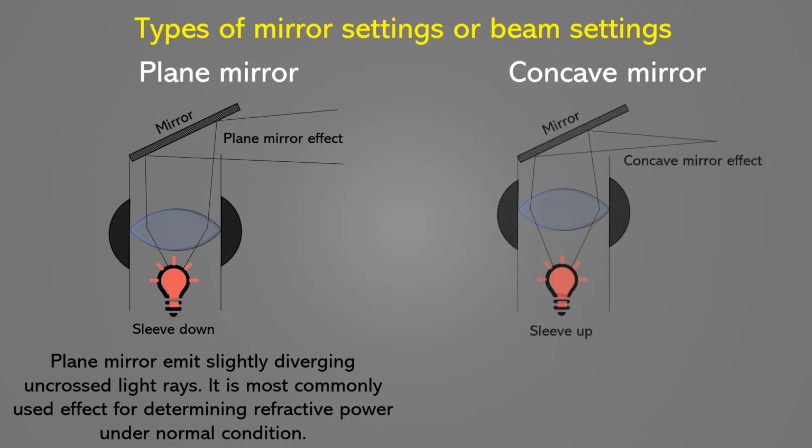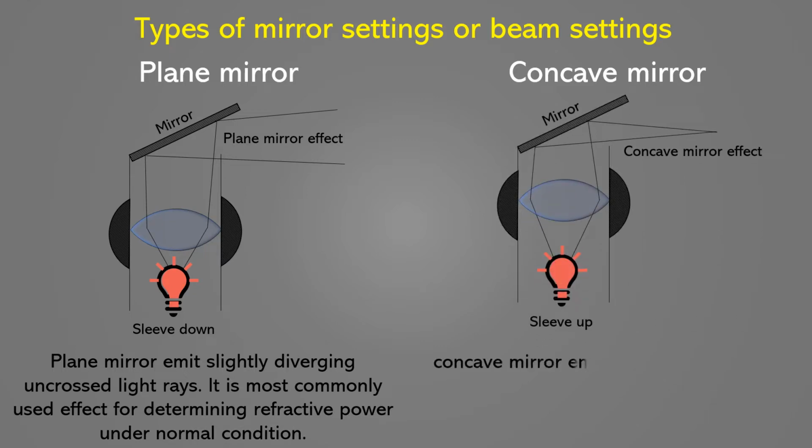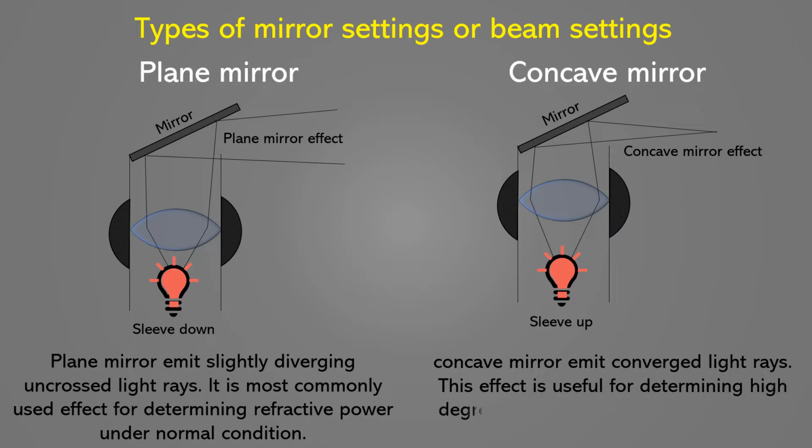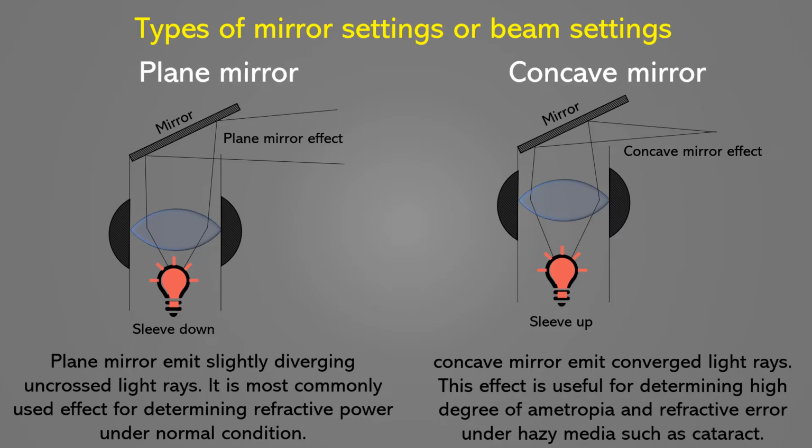And the concave mirror emits converged light rays. This effect is useful for determining a high degree of ametropia and refractive error under hazy media such as cataract. This effect can be achieved by placing the sleeve in the up position. Examples of this type of retinoscope include those made by Welch Allyn, Heine and Keeler.